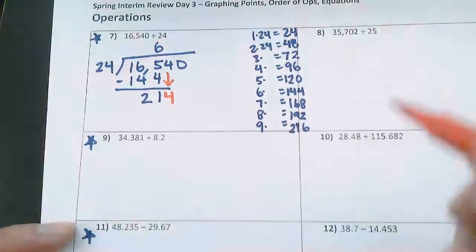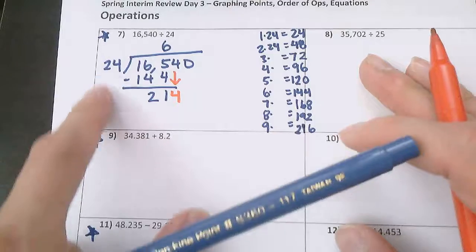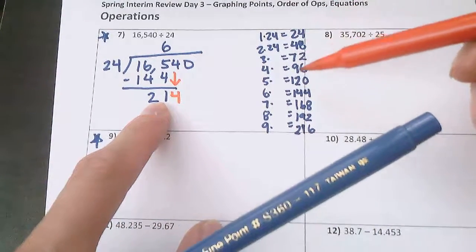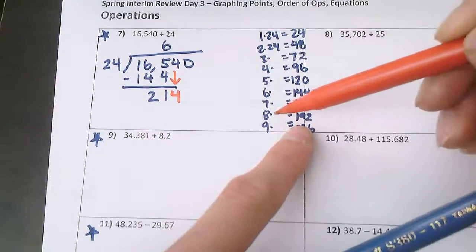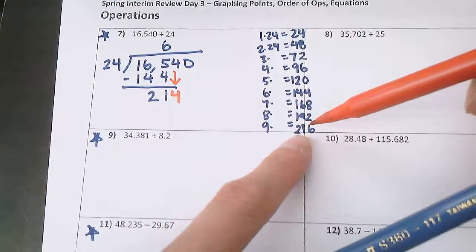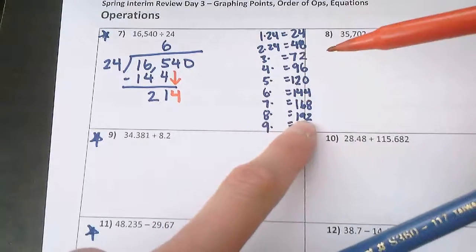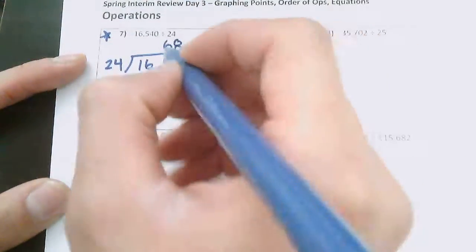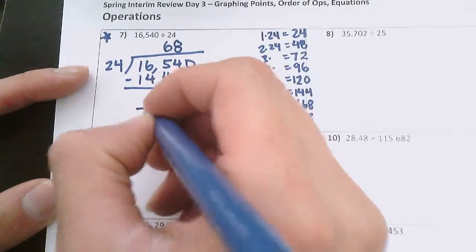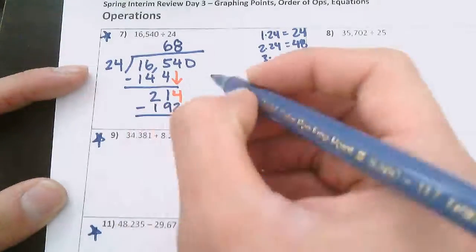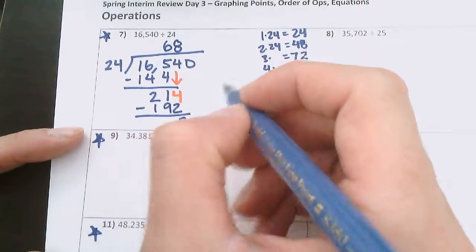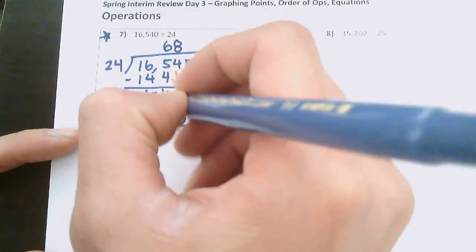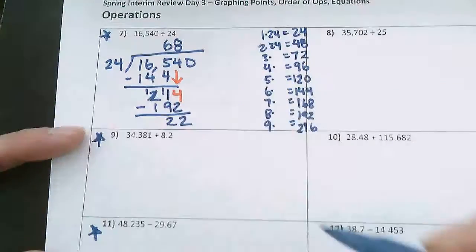So now we have 214. And I think to myself, how many times can 24 go into 214? Let's check our table over here. That would be in between 8 and 9, because 9 is 216. That's too many. So 8 is 192. So we'll put an 8 here. 8 times 24 is 192. Subtract 4 minus 2 is 2. 1 minus 9, let's borrow. Here, 11 minus 9 is 2. 1 minus 1 is 0.